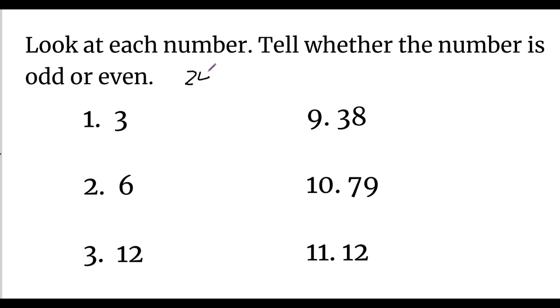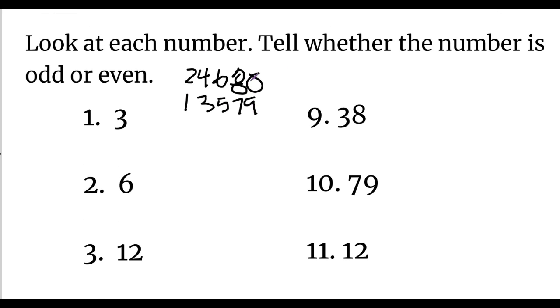Our even numbers are 2, 4, 6, 8, and 0. Our odd numbers are 1, 3, 5, 7, 9. There isn't really a trick to this, and you just have to remember what each number is.